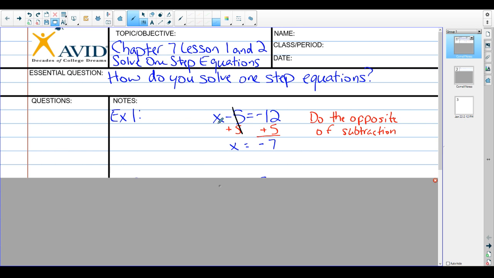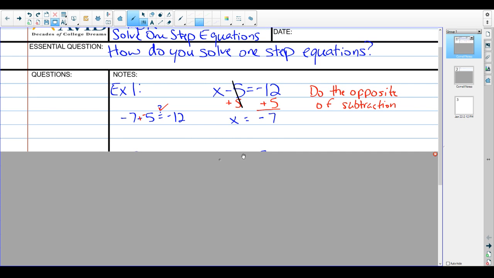And then we can check that. If we substitute negative 7 back in, we have negative 7 minus 5. Does that equal negative 12? And we can add the opposite. So negative 7 plus negative 5 is indeed negative 12. There's no reason to ever get these wrong, because once you get the answer, you can just check it. Basic idea is whatever the operation is, we're going to do the opposite of it.